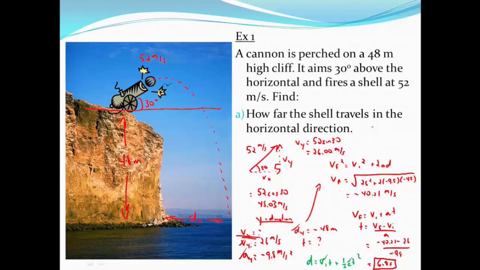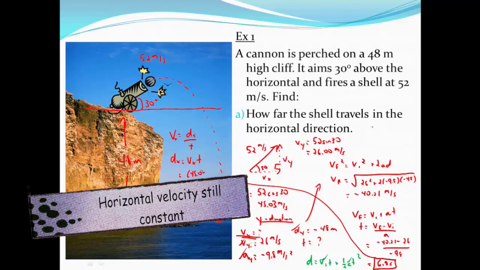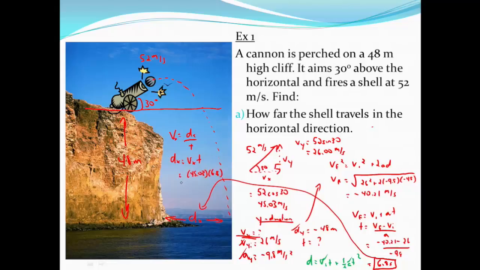Why is this useful? Well, we can now find this distance because we know that it's independent. There's no acceleration in the horizontal direction, which means we can just use velocity equals dx over t. Dx equals vxt, which equals 45.03 times 6.8, which gives us a final distance of 304.2 meters. If you want to go to sig figs, by the way, that's equal to 3.0 times 10 to the 2 meters. So there we go.